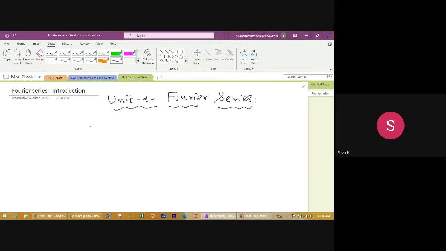is introduced by Joseph Fourier, Joseph Fourier in the year 1822. Actually, when he was solving that heat conduction problem in fluid dynamics, at the time the problem was so complicated.